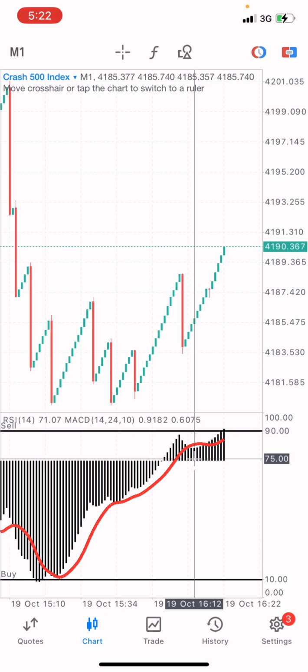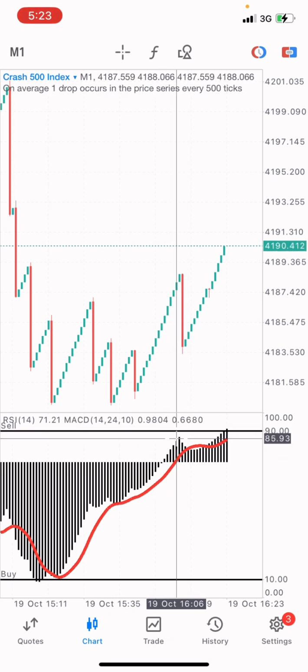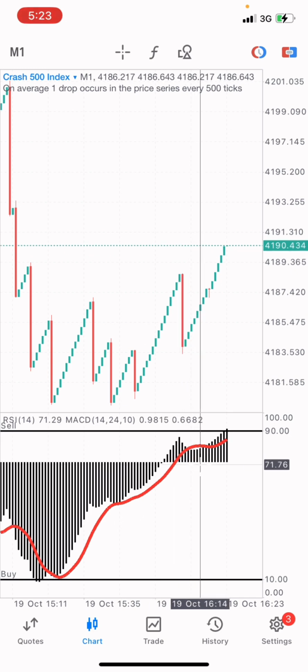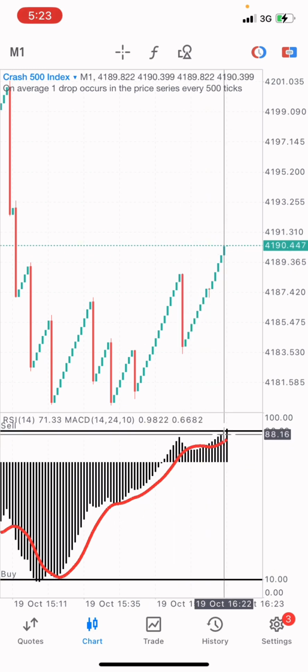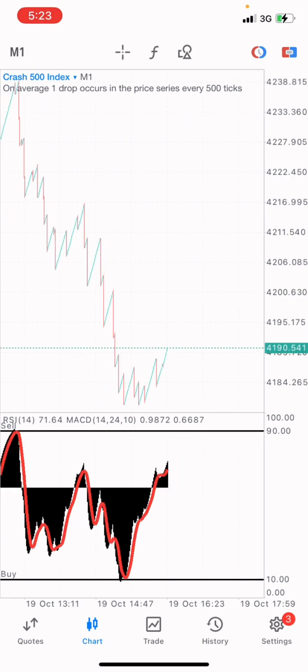Now, this is another scenario right here. When this MACD got to this point, there was a spike right at this point in time. Now, take a look at this point again. Another spike will come into this market right here, because look at it now. I zoom out of the market, it does not get to the level of 90.